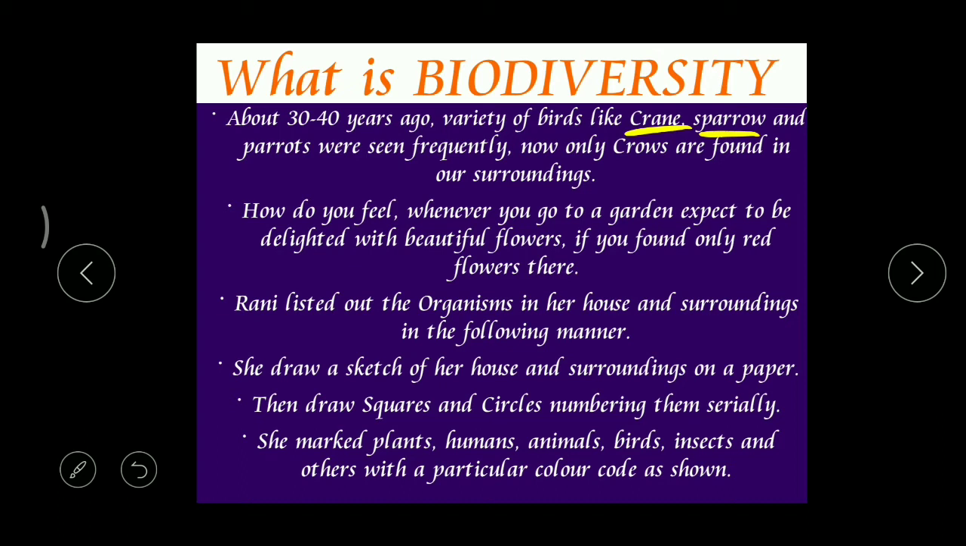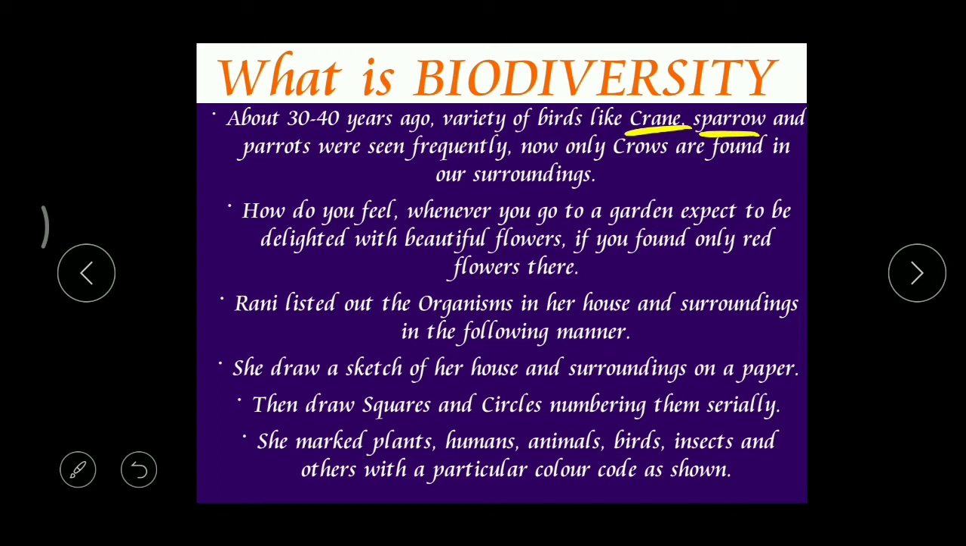Okay, and whenever you go to any garden, what do you expect? Say for example, you are going to a flower garden. How do you feel? What do you expect? You expect that in that garden we can find many colored flowers, and with those flowers I can take selfies and enjoy. So you think that the garden is very beautiful, with the different types of colored flowers.